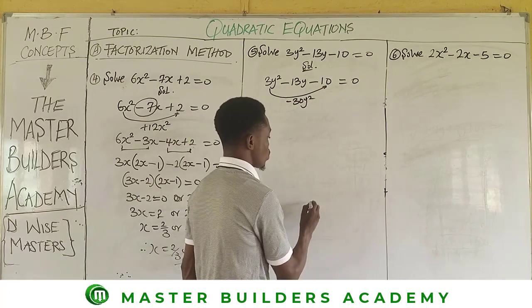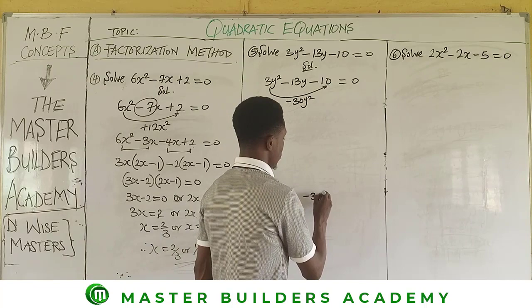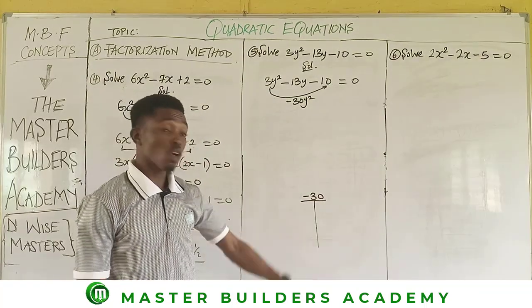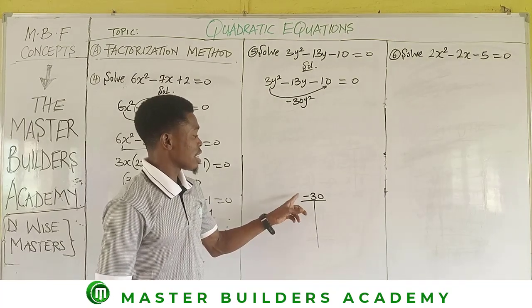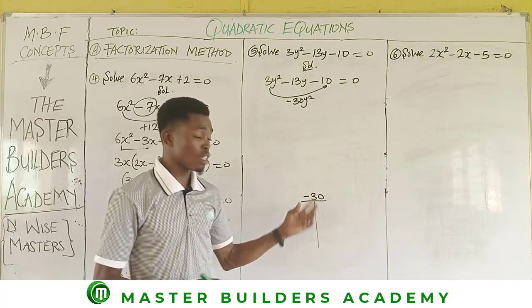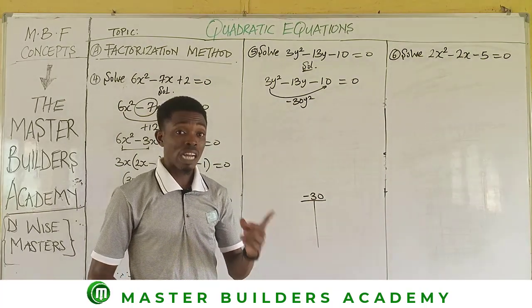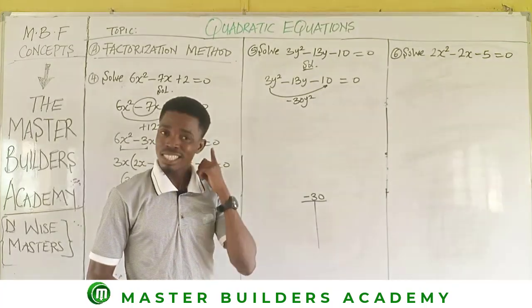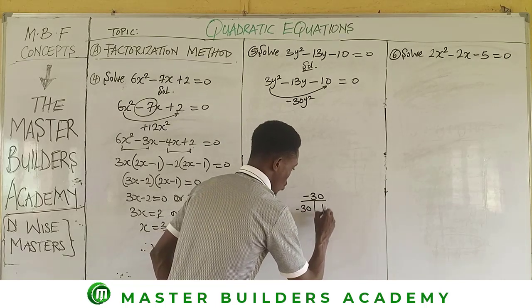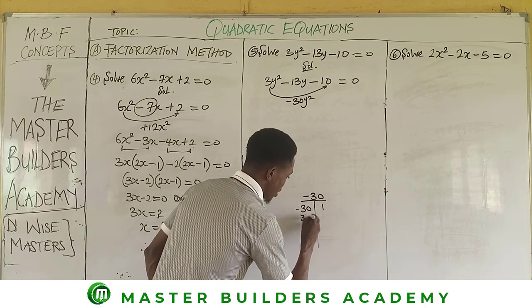Now the next thing we do is to find the factors of minus 30. First column for the first factor, second column for the second factor, right? Now understand that this is minus 30, and for the product of two factors to give us minus 30, one of those factors must be negative. Therefore, I have either minus 30 times 1 or 30 times minus 1.